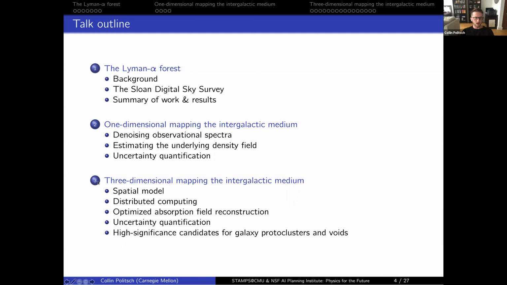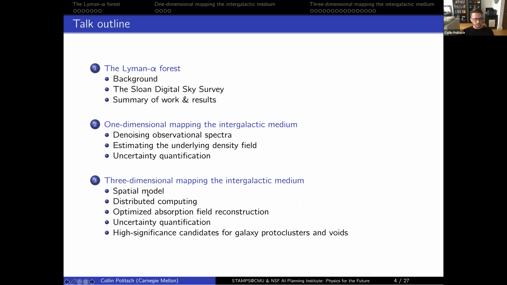The densely sampled catalog of quasars given by the Sloan Digital Sky Survey has allowed us over the past few years to map the intergalactic medium in 3 dimensions. So I'll talk, and this is going to be the focus of today's talk, about the 3-dimensional spatial model.